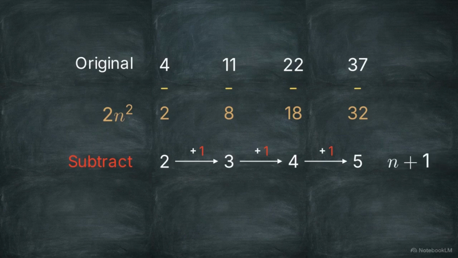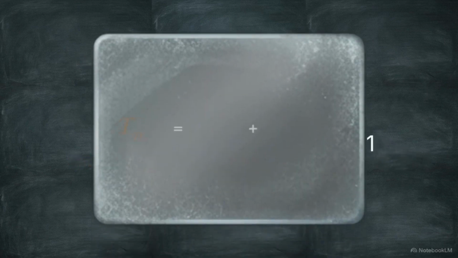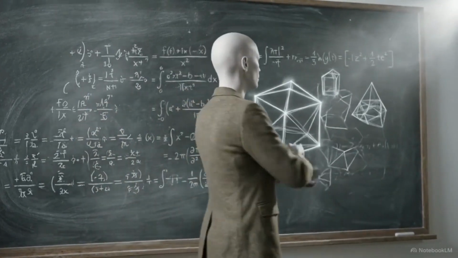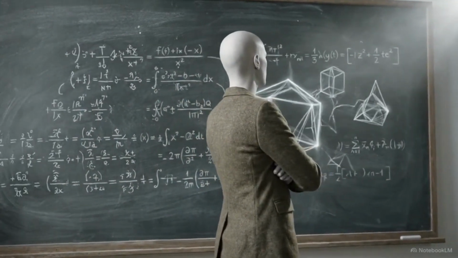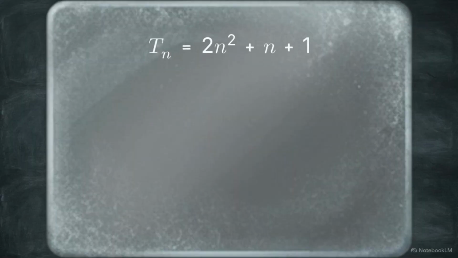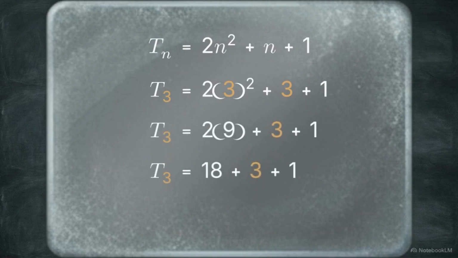Finally, we take our quadratic piece, 2n squared, and combine it with our linear piece, n plus 1. We now have our completed master formula. By removing the heavy quadratic part of the sequence, we exposed a basic pattern hiding underneath that we already knew how to solve. Let's test this to make sure it works. If we want the third term, we plug in 3. 2 times 3 squared is 18, plus 3 plus 1. That equals 22. It perfectly matches our original sequence.